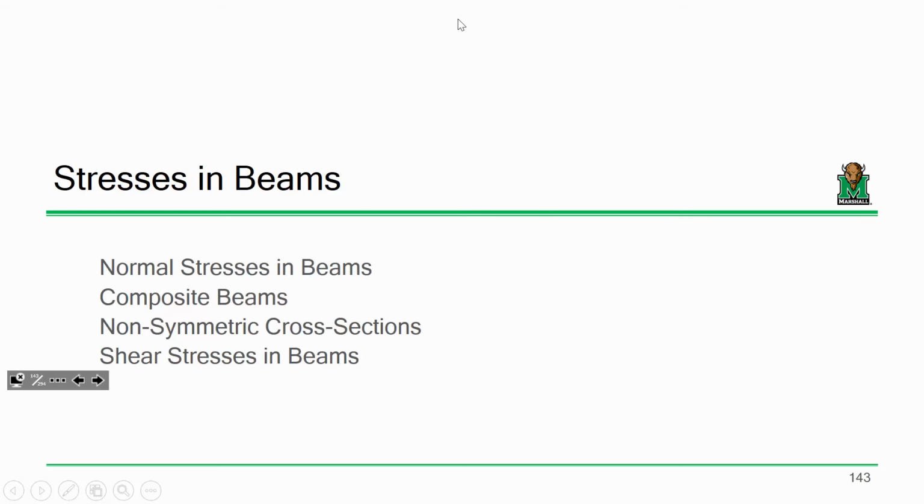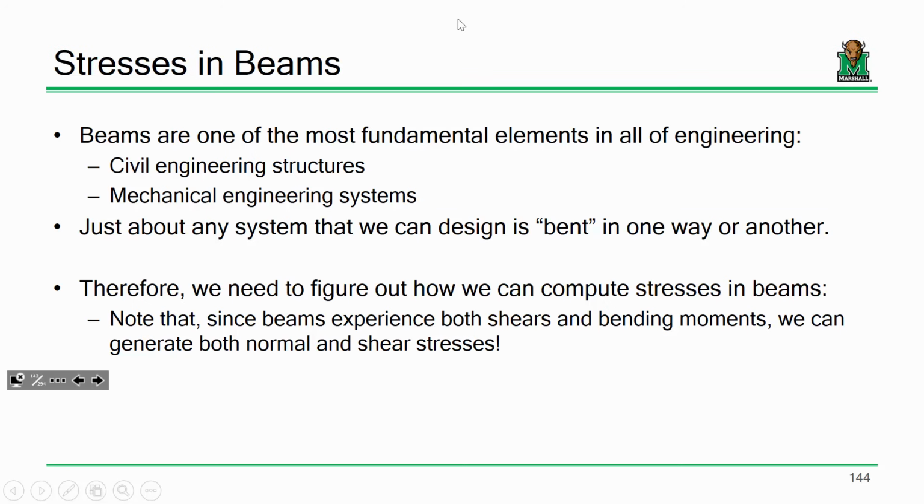So we're going to look at bending stresses in beams, and we're going to go through this step by step and derive the equation for it. Now, I've mentioned this before, but beams are one of the most fundamental elements in all of engineering. Any system that's being subjected to loads usually has something in it that's being bent. And therefore, we need to understand the stresses that are generated by bending something.